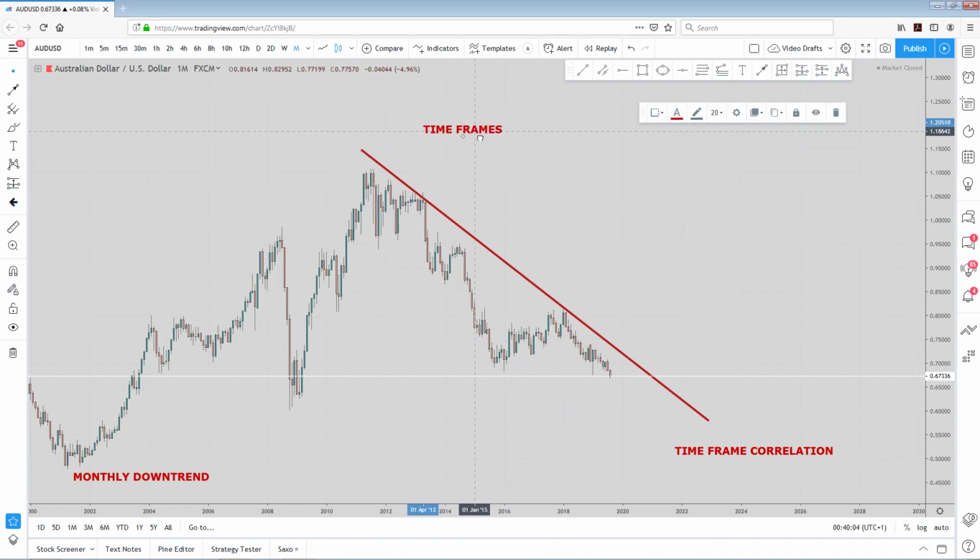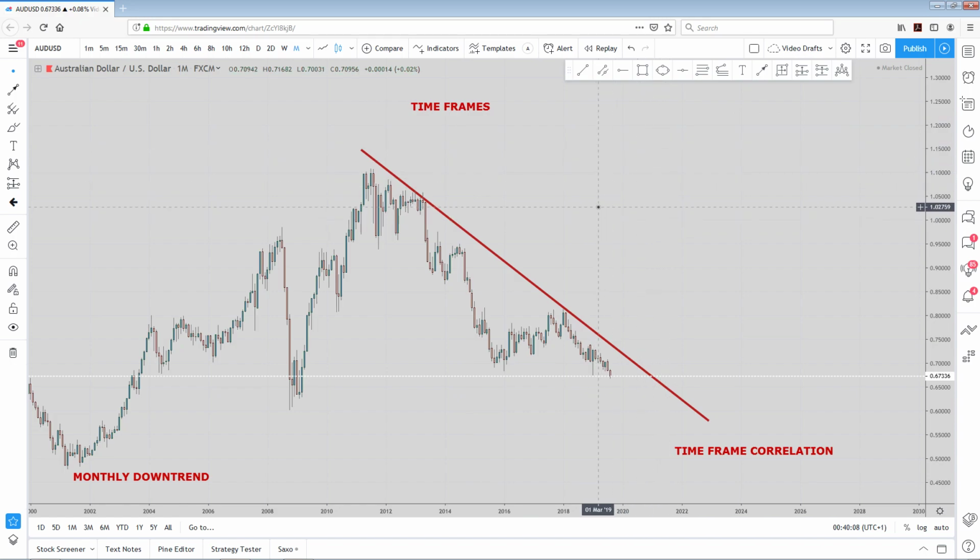Okay, today we're talking about time frames. Okay, so here we're looking at the AUD USD, Aussie versus US dollar. If you have any moving averages, just hide them for now. So what I want you to do is just close all these.